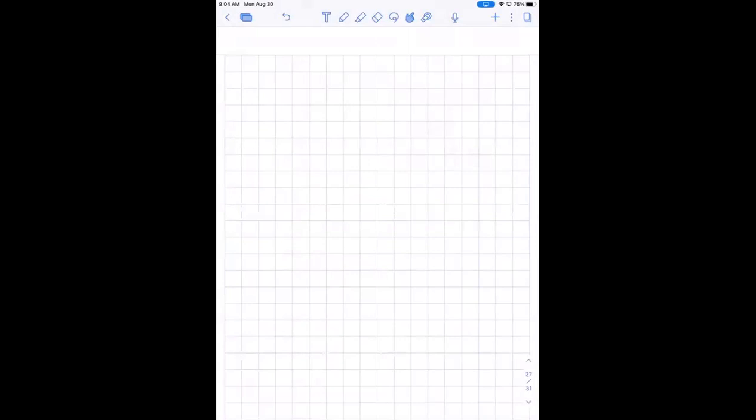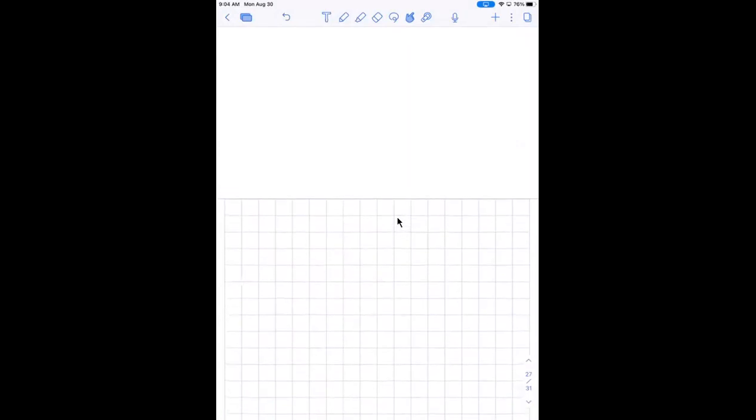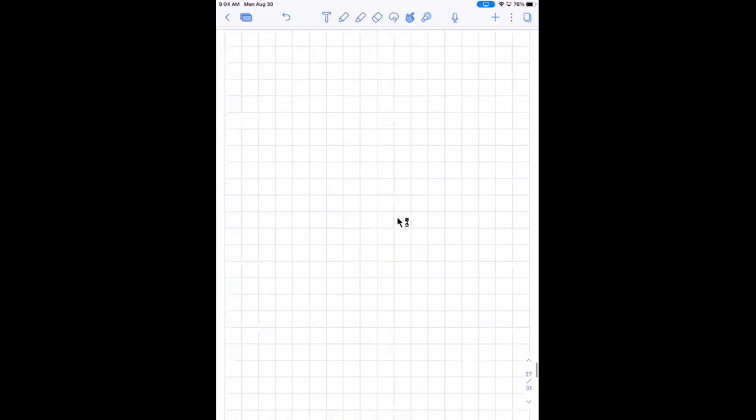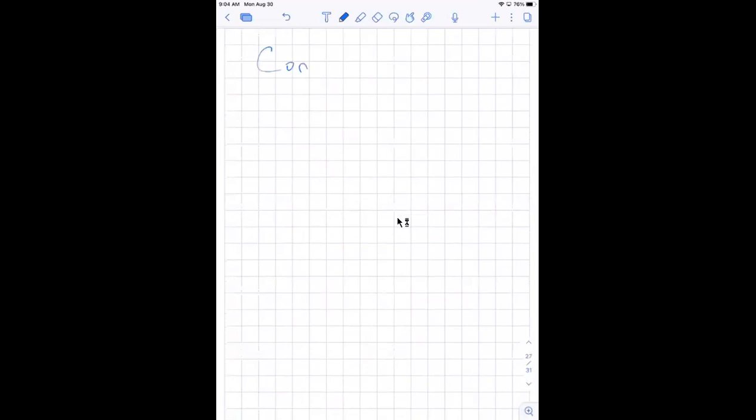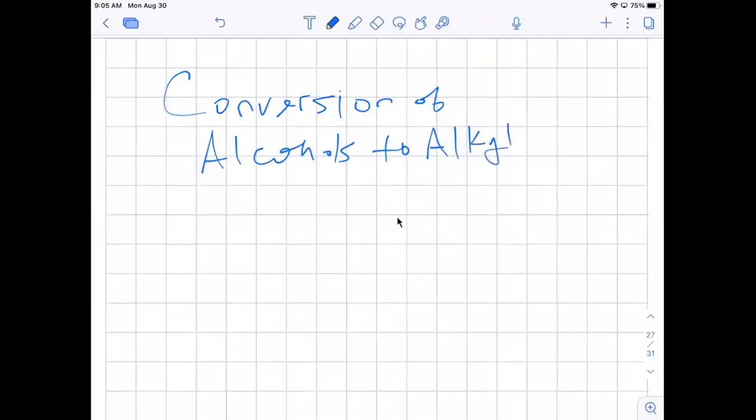Yeah, we got over half people here, so we're gonna go ahead and get started. All right, between today and tomorrow, we're gonna finish this short section on conversion of alcohols to alkyl halides. So conversions of alcohols to alkyl halides. That's the umbrella that we're working under.